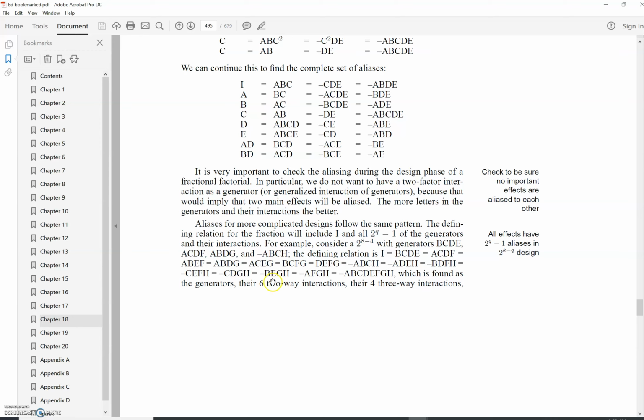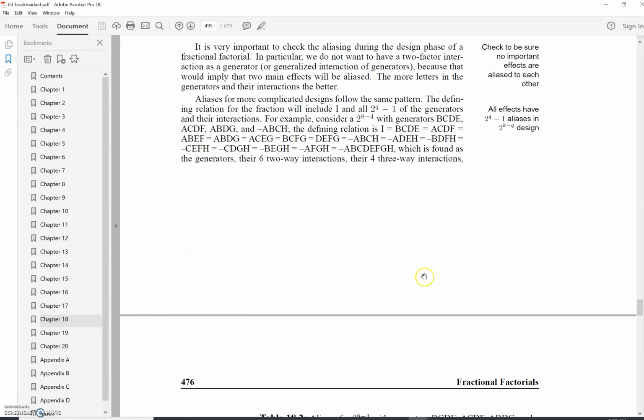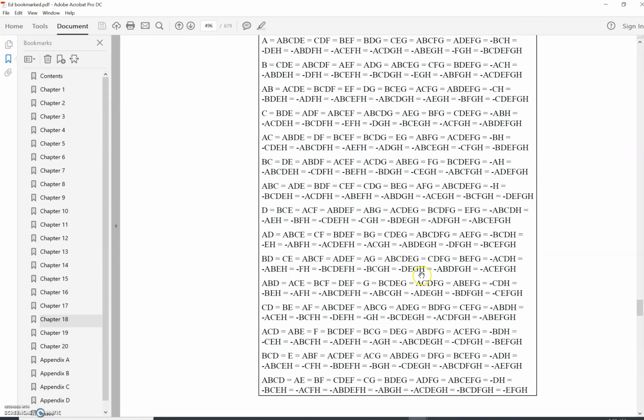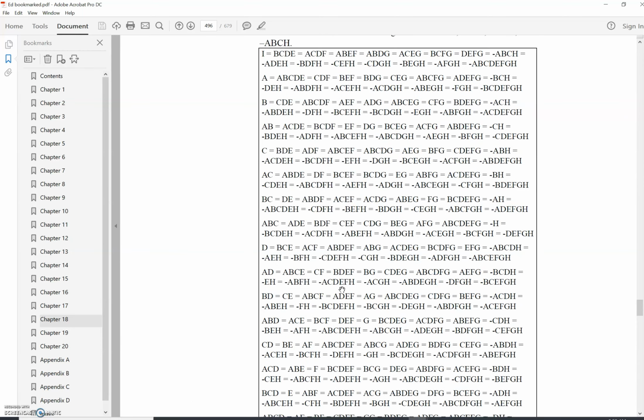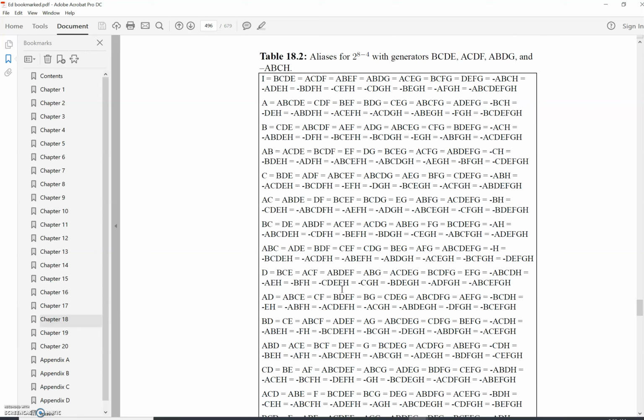You go through all the interactions, I'd like to point out. So there's 6 two-way interactions, 4 three-way interactions, and so forth. Let's finish reading. And then the four-way interaction. So every degree of freedom has 16 names, and every effect is aliased to 15 other effects. So this is really complicated, and take a look just so you can see. If you have a design this big, I really recommend, number one, you consult some software because there's really no reason to go through all of the work.